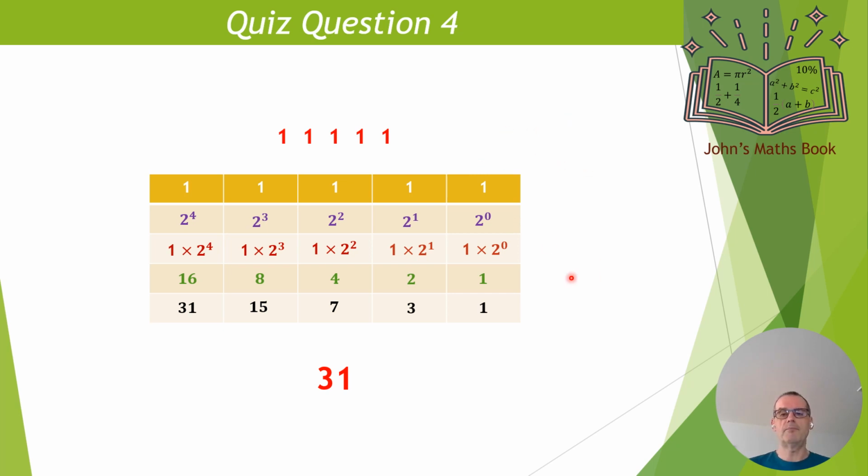So in the first column, we multiply 1 by 2 to the power of 0. That gives us 1. Second column, 1 multiplied by 2 to the power of 1, which gives us 2. Third column, 1 multiplied by 2 to the power of 2 gives us 4. The next column, 1 multiplied by 2 to the power of 3 gives us 8. And in the final column, we have 1 multiplied by 2 to the power of 4. This gives us 16. So adding these numbers up, we get 1 plus 2 is 3. 3 plus 4 is 7. 7 plus 8 is 15. 15 plus 16 gives us 31 as our final answer.